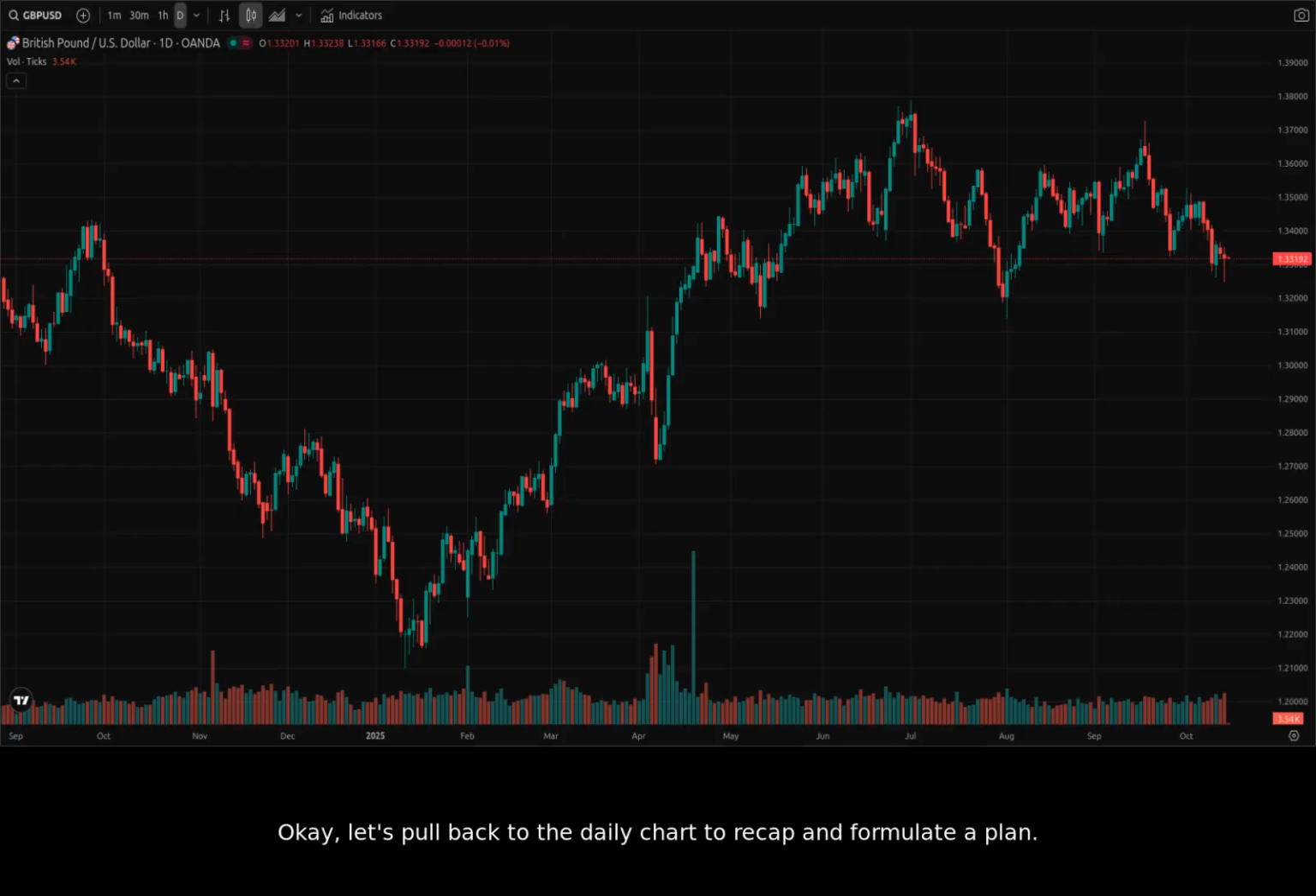Okay, let's pull back to the daily chart to recap and formulate a plan. The key price levels to watch are crystal clear. Immediate and critical resistance is at 1.3360, the old support level. A move above that could see a test of the October high around 1.3470.